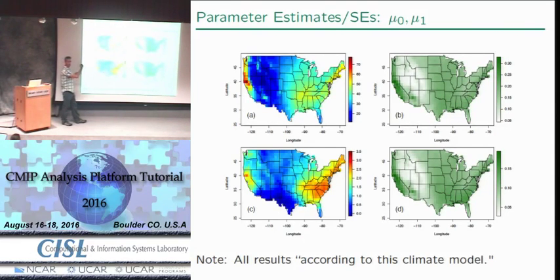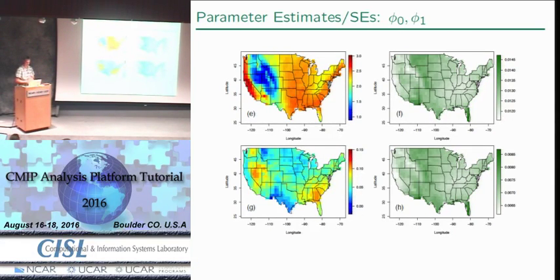So those global mean temperatures for the future are being driven by RCP 8.5, which has a very strong increase in greenhouse gases. Here are our estimates for the shape, here's essentially the intercept on the log scale of the shape parameter and the slope. And again, we're seeing kind of greatest increases here and perhaps here in Nevada.